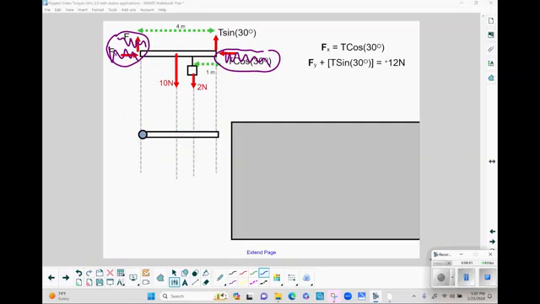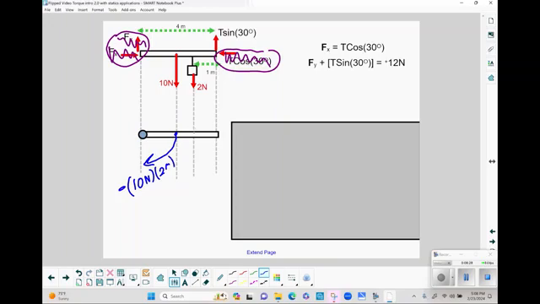So now if I start from the wall and start moving out, the first force I come across is the force of gravity of the rod itself, which is 10 newtons. That's pulling the rod down and around the pivot point in a clockwise direction. So that is a negative torque whose force part of the equation would be 10 newtons and whose distance is 2 meters, 1/2 the length of the rod.